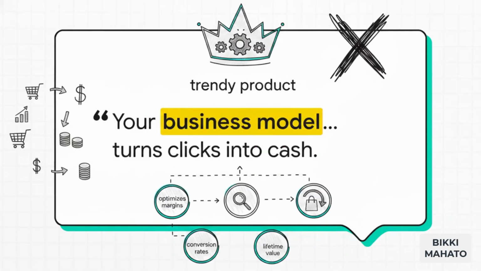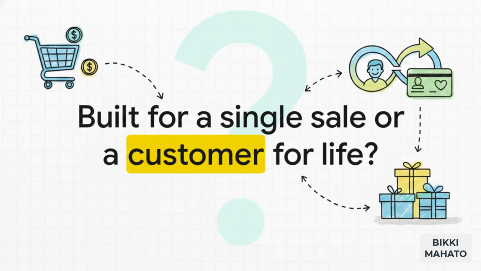To summarize our entire blueprint for today, your business model is the system that ties all these numbers together and turns clicks into cash. It is not just about having some trendy new product. It is about relentlessly optimizing your margins, obsessing over your conversion rates, and constantly driving up your average order value and your lifetime value. I want to leave you with this final, somewhat provocative thought.